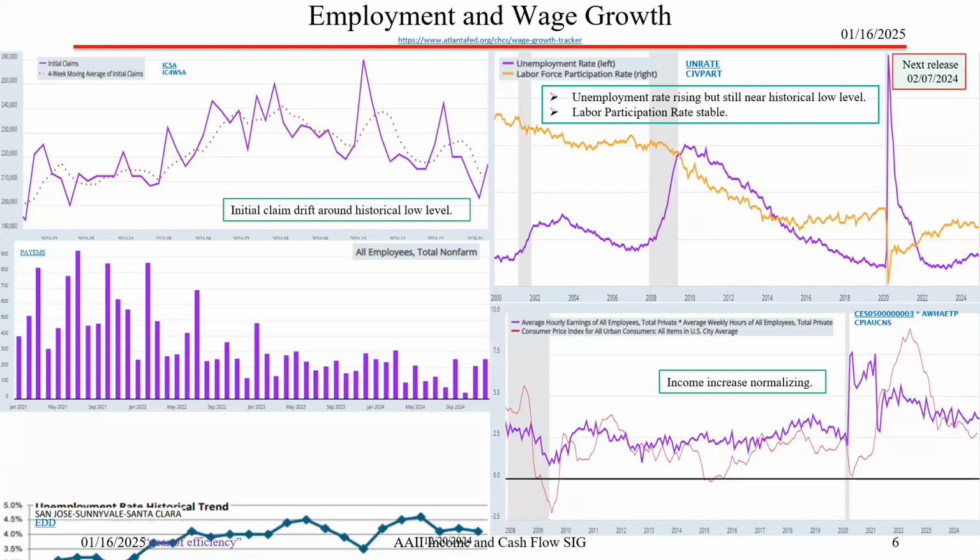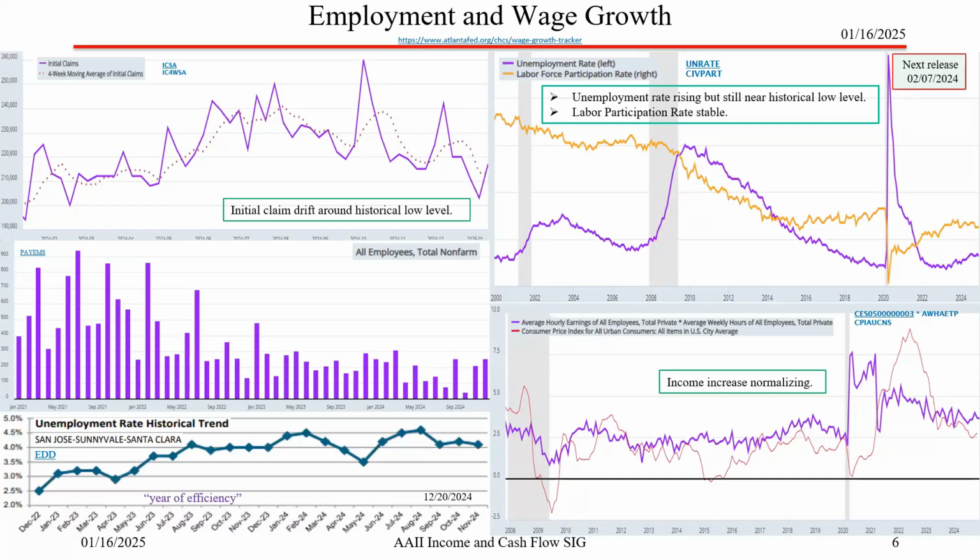Finally, this is the Silicon Valley employment rate. The three areas that are the core of the high tech, and you can see that the unemployment rate is actually 4.0, around about the same as the national.